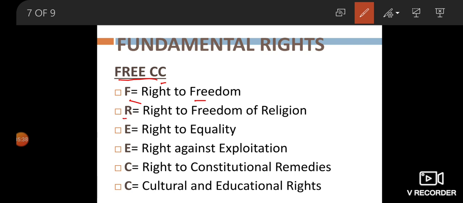R stands for religion. So it is the right to freedom of religion. E stands for equality. So here it is the right to equality. E stands for exploitation. So it is the right against exploitation. C stands for constitutional. So, right to constitutional remedies. Then another C stands for cultural. So here it is cultural and educational rights.